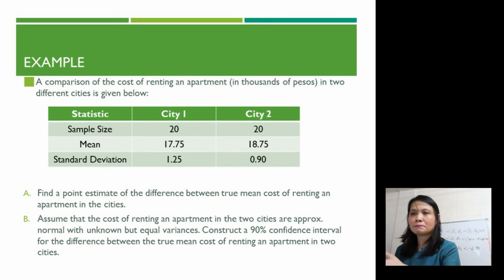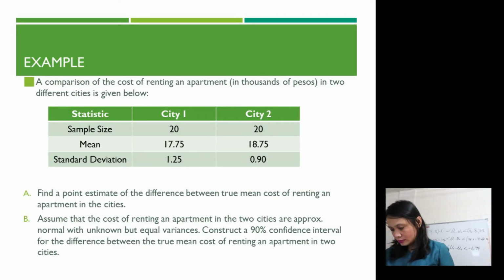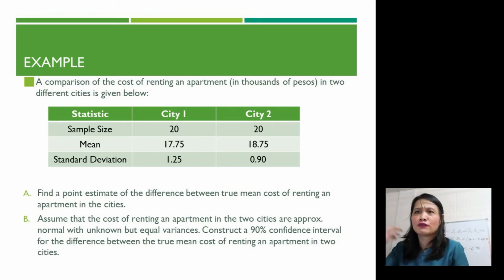Let's proceed down to letter A. Find a point estimate of the difference between the true mean cost of renting an apartment in the cities. So find the point estimate. How do we solve that? Can anyone solve it? Ano ba yung best point estimate? You're referring to the sample mean.